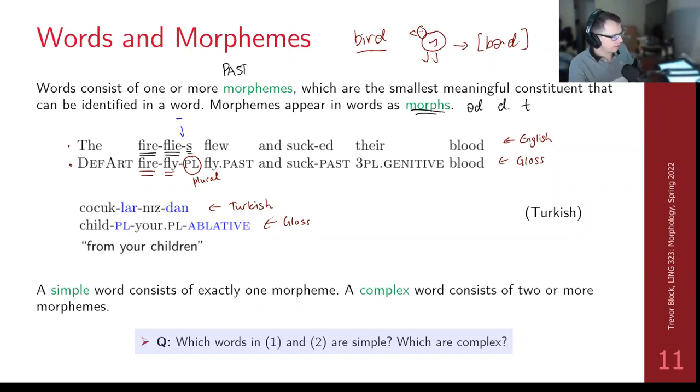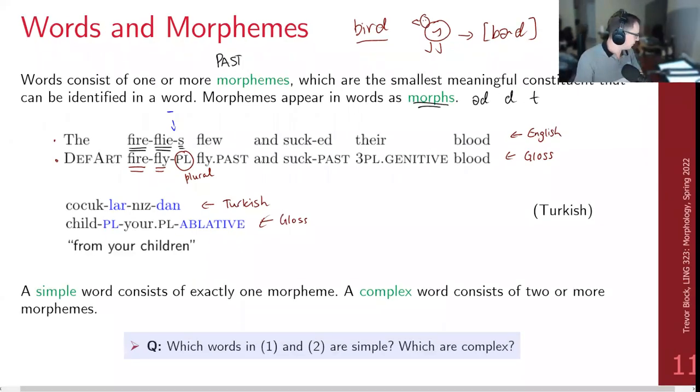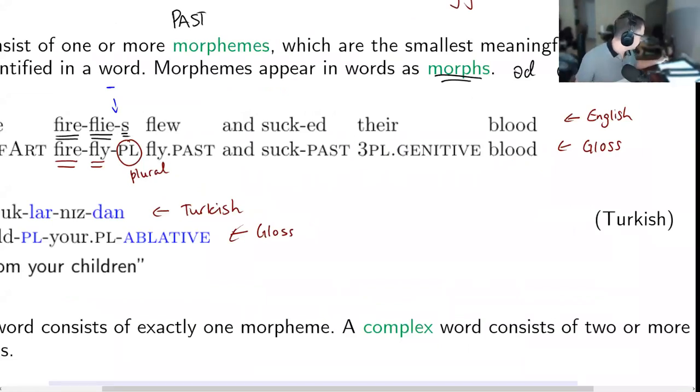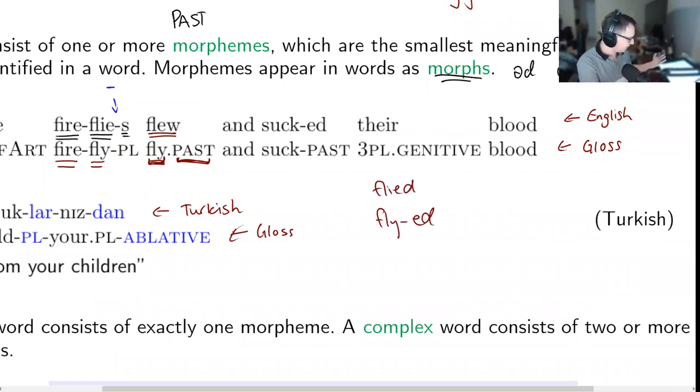But if we take a look at the next word, for example, we have this word flew. Now, what's being expressed in this word flew? Well, we have the morpheme fly in here, so that's the content of the word, but it also has the past tense marker on it. But this isn't like a separable past tense. This isn't flied, where we can separate fly and ed. No, instead we have flew. So something has changed inside of the word.